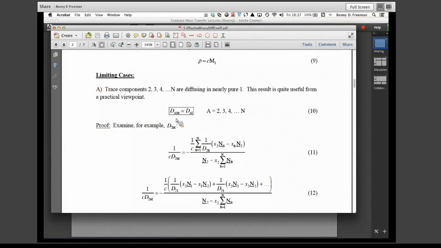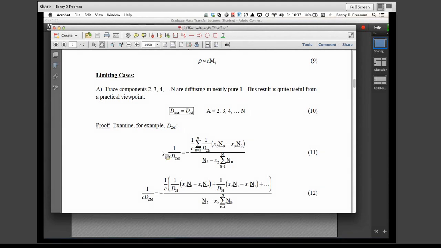And I hope what it's telling you is that if these other components are present in trace levels, then they don't much affect the diffusion of each other. They don't see each other, and so they each diffuse essentially independently of one another. And that's a very powerful simplifying assumption. It allows you to reduce potentially very complex multi-component transport problems to binary problems. And this is why we study the solutions to the binary transport so much, because many of the multi-component problems are mapped onto effective binary equivalents or analogs.